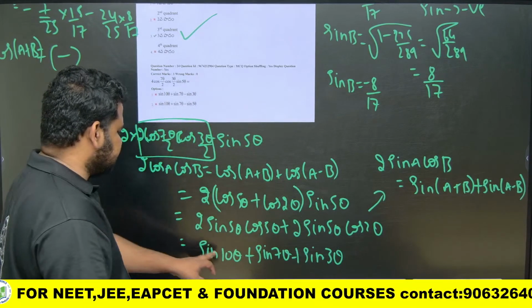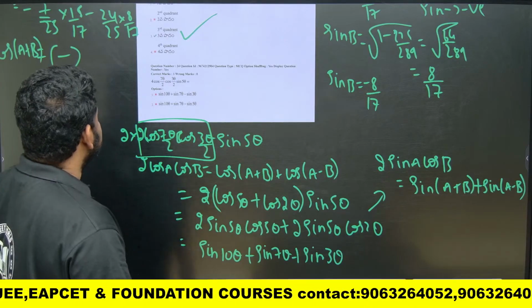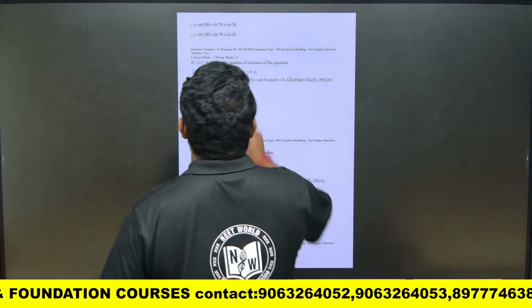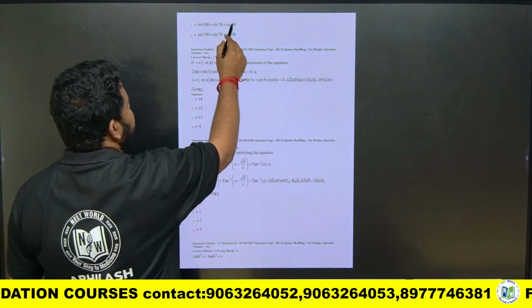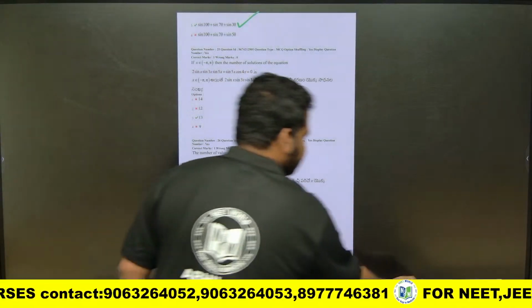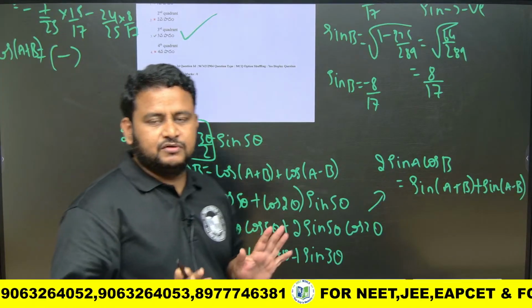Got it? So sin 10 theta plus sin 7 theta plus sin 3 theta. Which option is that, friends? Let us have a look. Sin 10 theta, sin 7 theta, sin 3 theta. That is option 3, the right answer. That is the option we got here. This is how we have to solve this question.